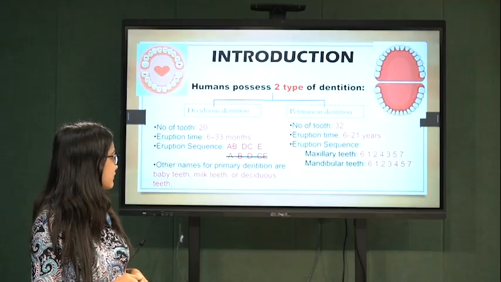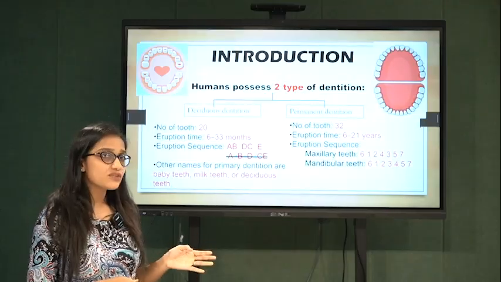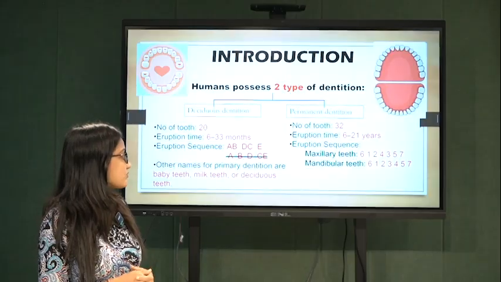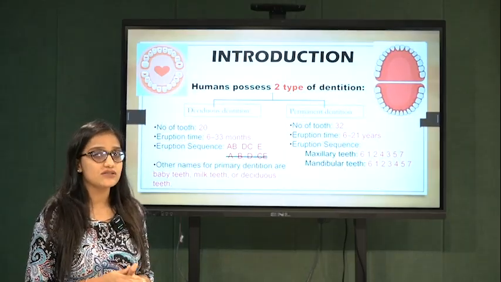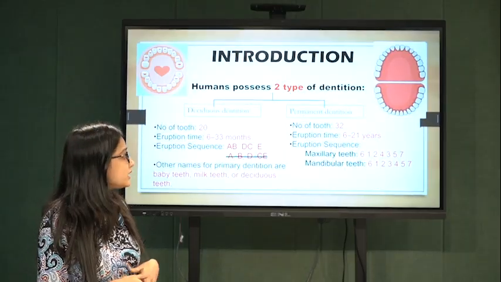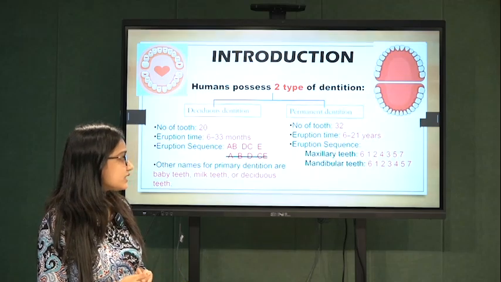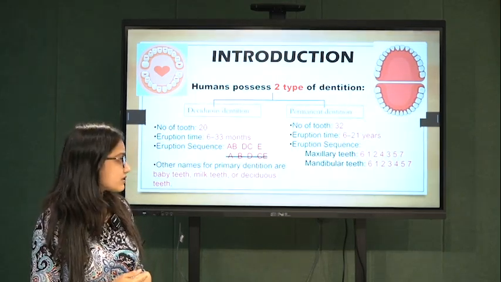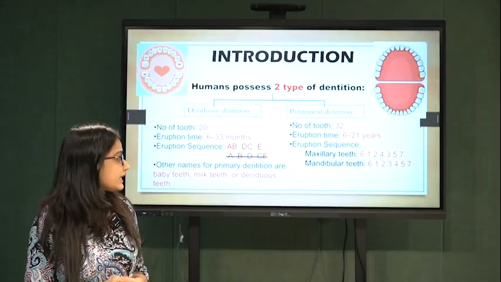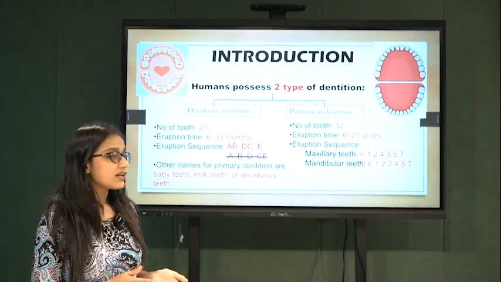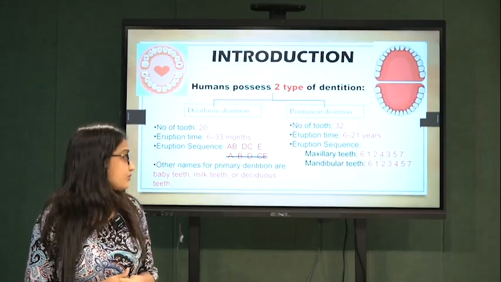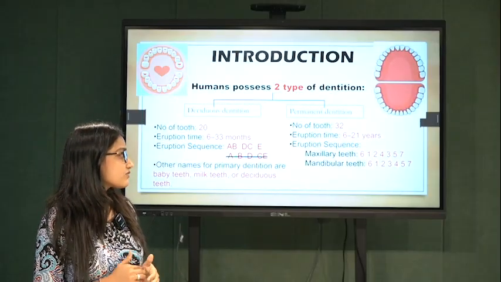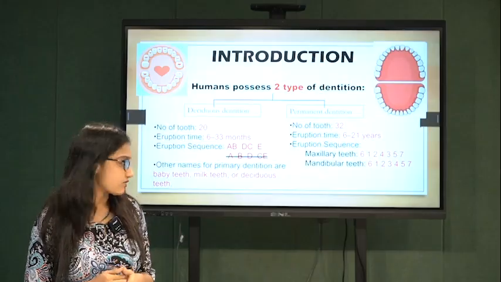Now the eruption sequence. In deciduous dentition, first the central incisor, then the lateral incisor, then the deciduous first molar, then the canine, and the deciduous second molar will erupt. In the permanent dentition, in maxillary teeth, the first permanent molar will erupt, then central and lateral incisor, first premolar, canine, then the second premolar and the second molar. Now in mandibular teeth, the eruption sequence is 6, 1, 2, 3, 4, 5 and 7.